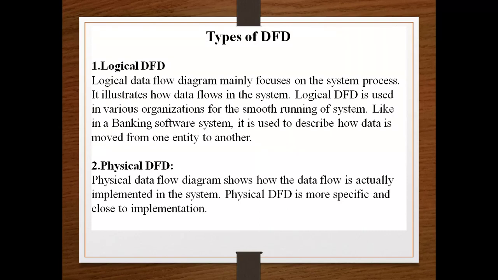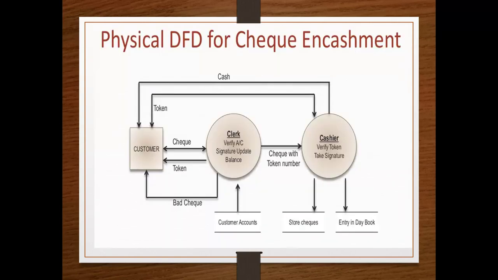But physical DFD is the actual implementation in the system. The data flow is actually implemented in the system, so it is more specific and close to the implementation. Let's see with an example. Now when I want to do a check encashment in the bank, physically I know that I am a customer, I have to go to the clerk with my check.